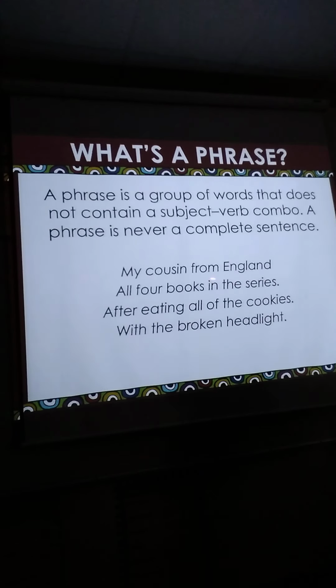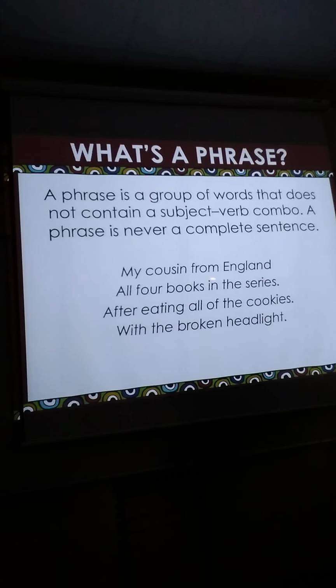After eating all the cookies, this is an adverb, you're describing it. So after eating all the cookies, what happened? We're still missing information. And then with the broken headlight, this is a description, so that's an adjective. But what is it that you are describing with the broken headlight? So these are phrases, they're just parts of a complete sentence, but in and of themselves, they're incomplete.